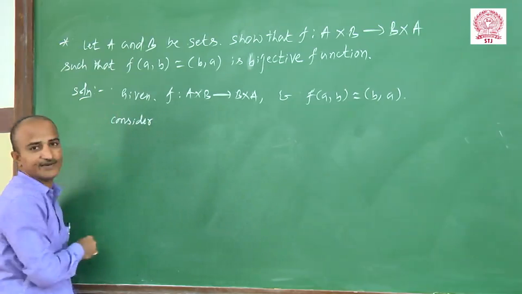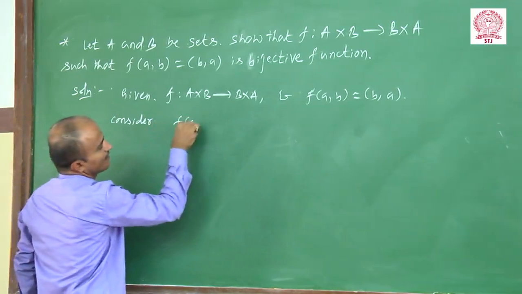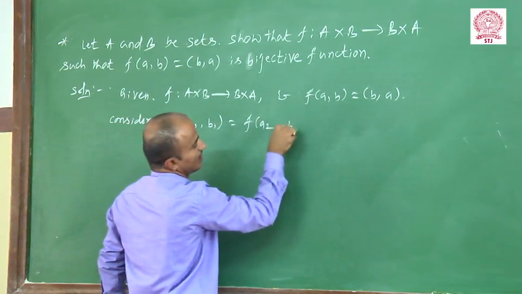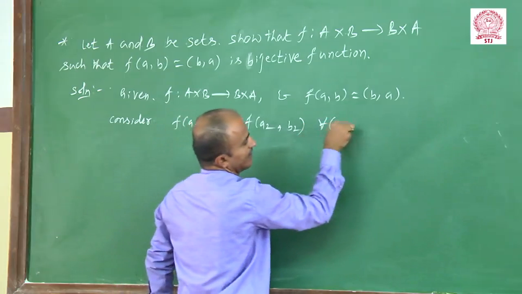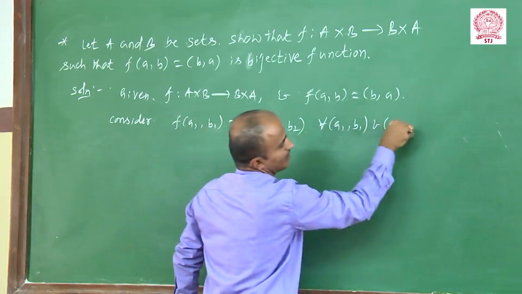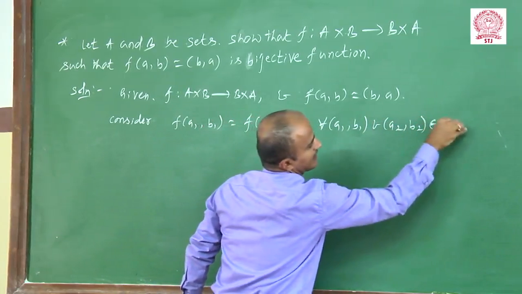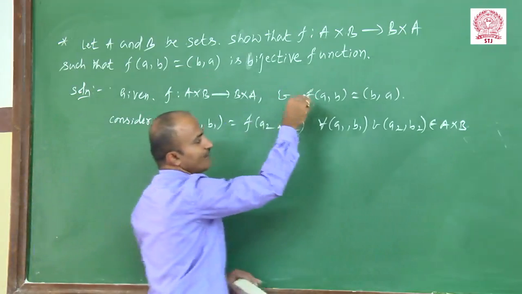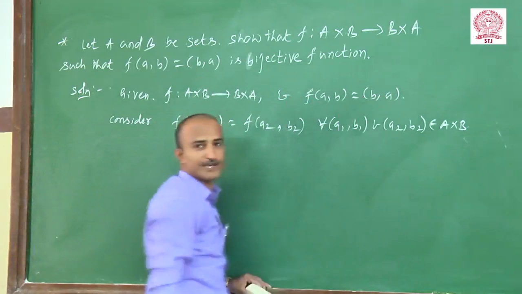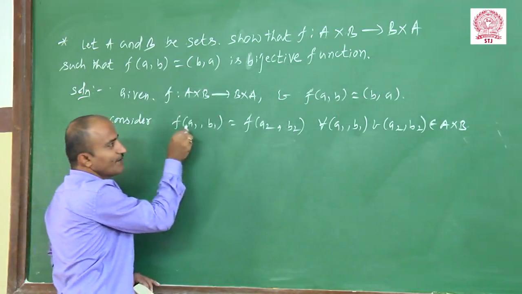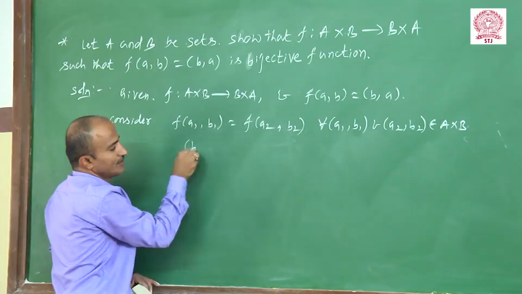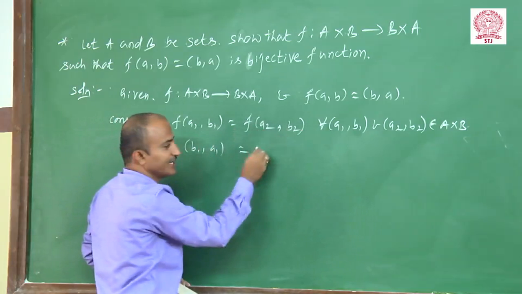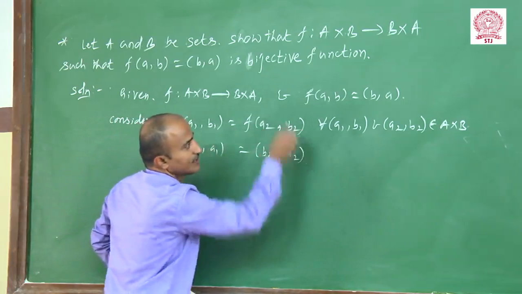Consider to check up the injectivity. Consider f of (A1, B1) equals f of (A2, B2) for all (A1, B1) and (A2, B2) belonging to A cross B. See, by the defined way where f of (A, B) is the ordered pair (B, A), then obviously f of (A1, B1) is the ordered pair (B1, A1), and f of (A2, B2) is the ordered pair (B2, A2).